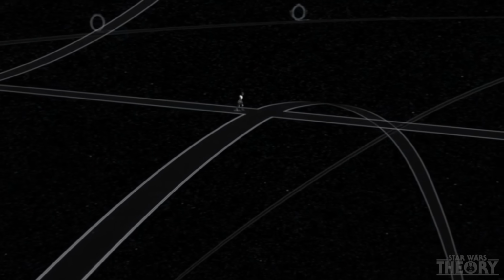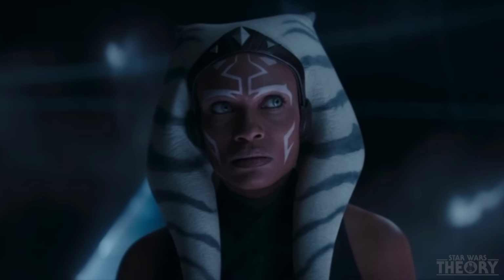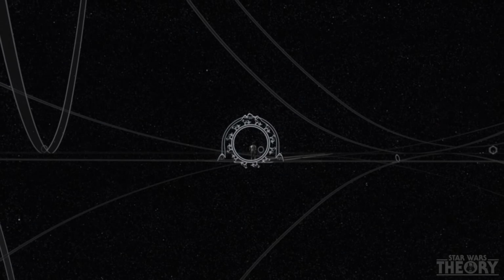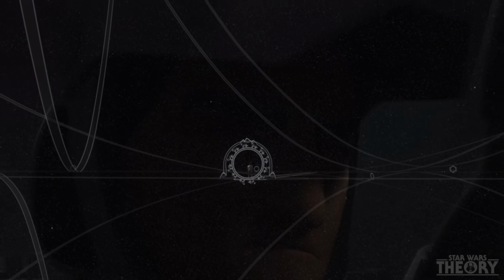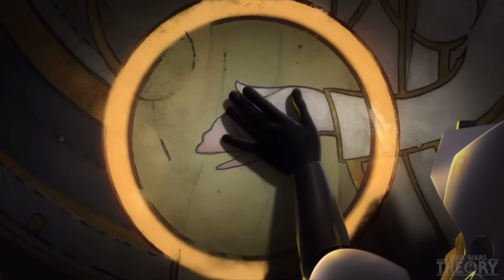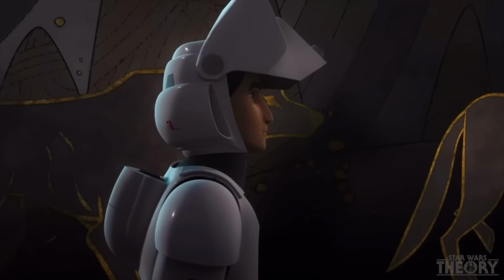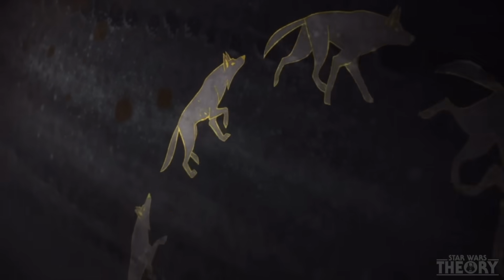So I think now is a perfect time for me to discuss the world between worlds, because I know a lot of people might be confused, or maybe some people need a refresher. The world between worlds first appeared in Star Wars Rebels Season 4. Ezra Bridger, one of the main characters of the show if you haven't watched it, accesses it through a portal at the Jedi Temple on Lothal.